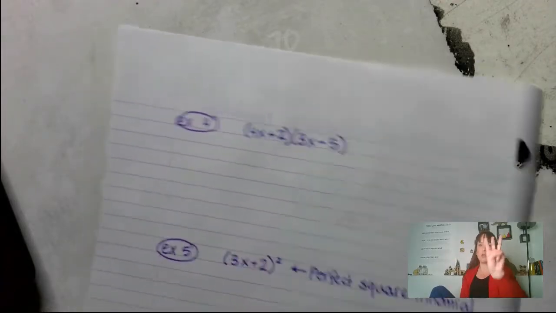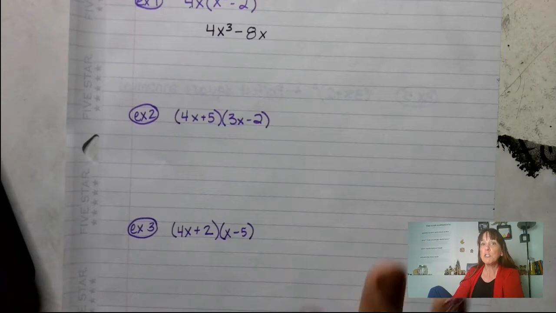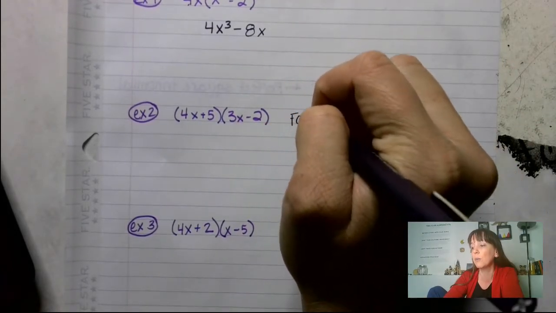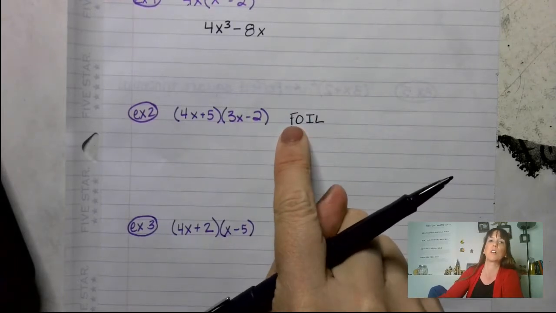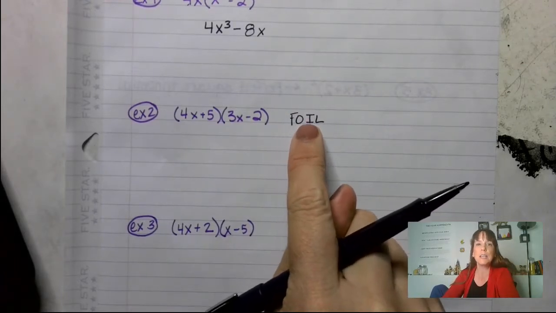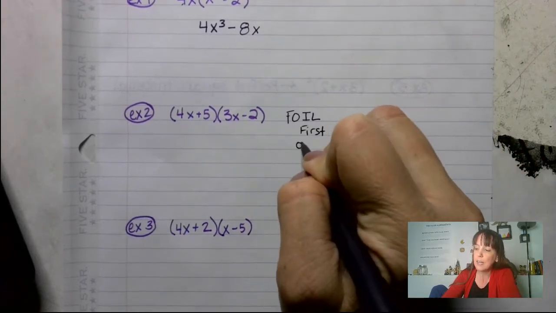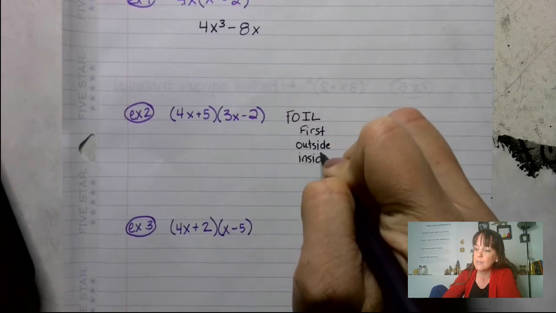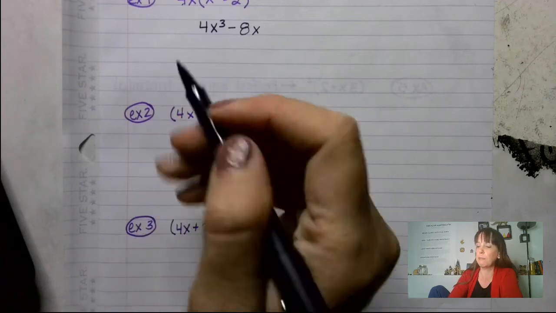What I'm going to do is show you 3 different methods for solving these, okay? The first method I'm going to show you is really common. Your teacher has probably already shown you. It is called the FOIL method. That is a mnemonic device for remembering first, outside, inside, last. What that means is we're going to do our first ones.